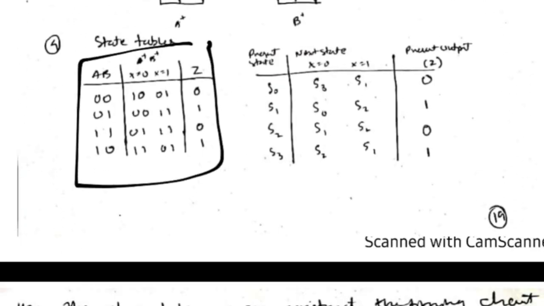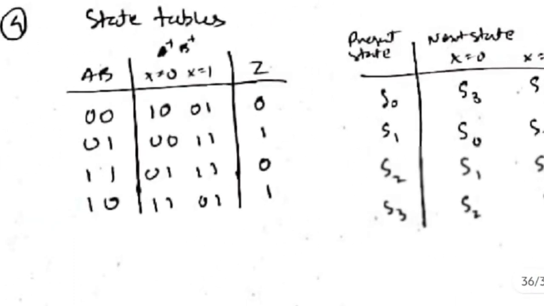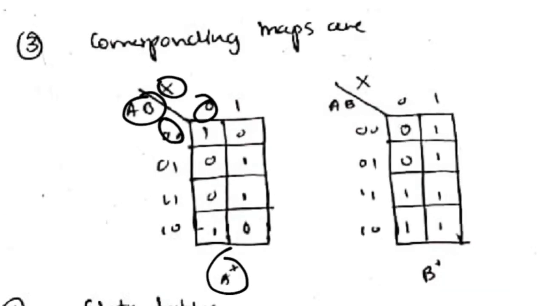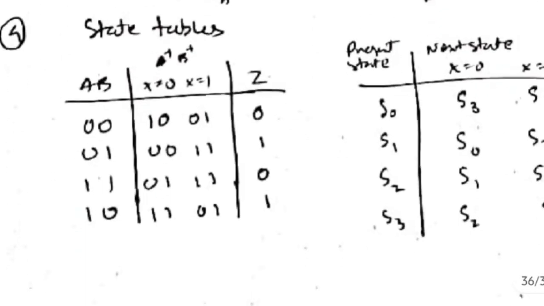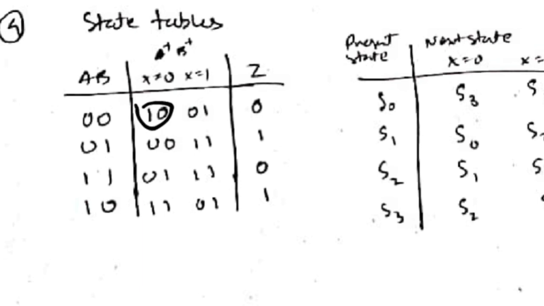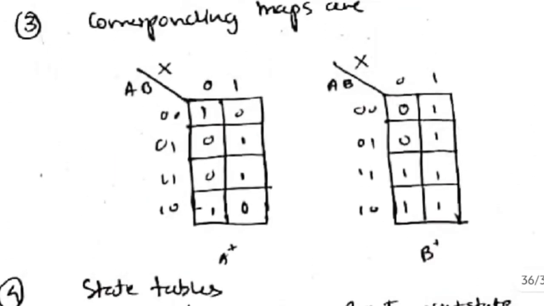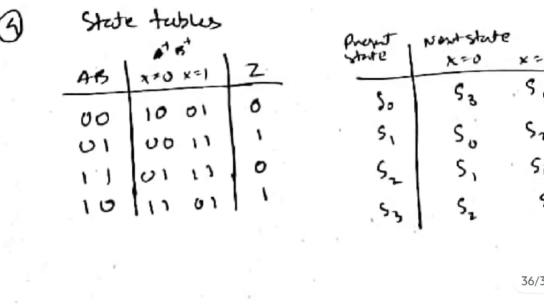Okay, now observe here how we will fill these values. See, A, B and X. So for A, B and X, 0 0 0, the next state of A is 1 here, and next state of B is 0 here. So 1 and 0 will be written here, 1 and 0 for A plus and B plus. Okay, the next states when X is 0. Similarly for when X is 1, and A, B both are 0, A plus is 0 and B plus is 1. So 0 and 1 will be written here.